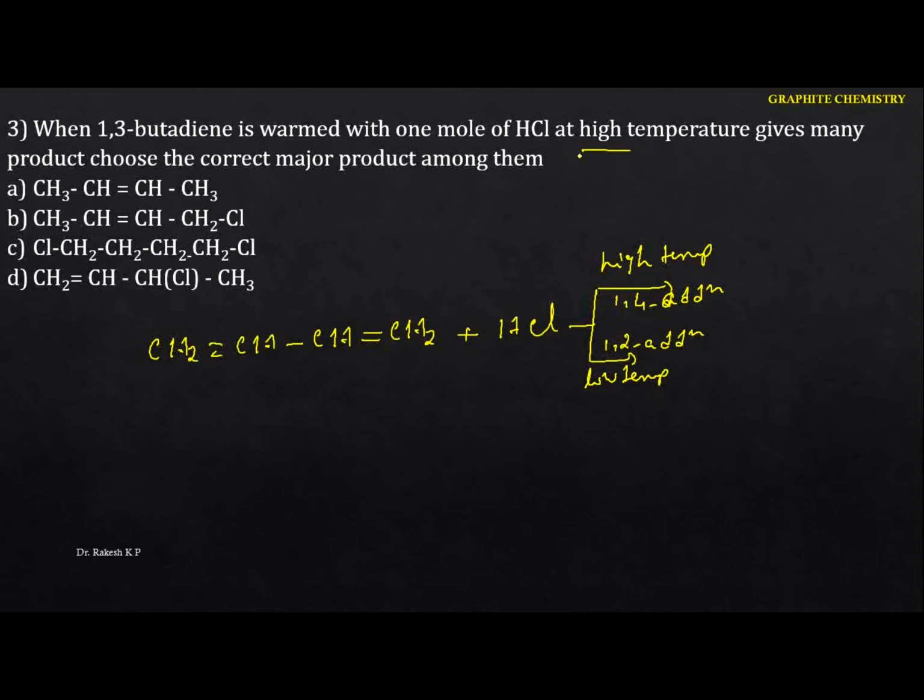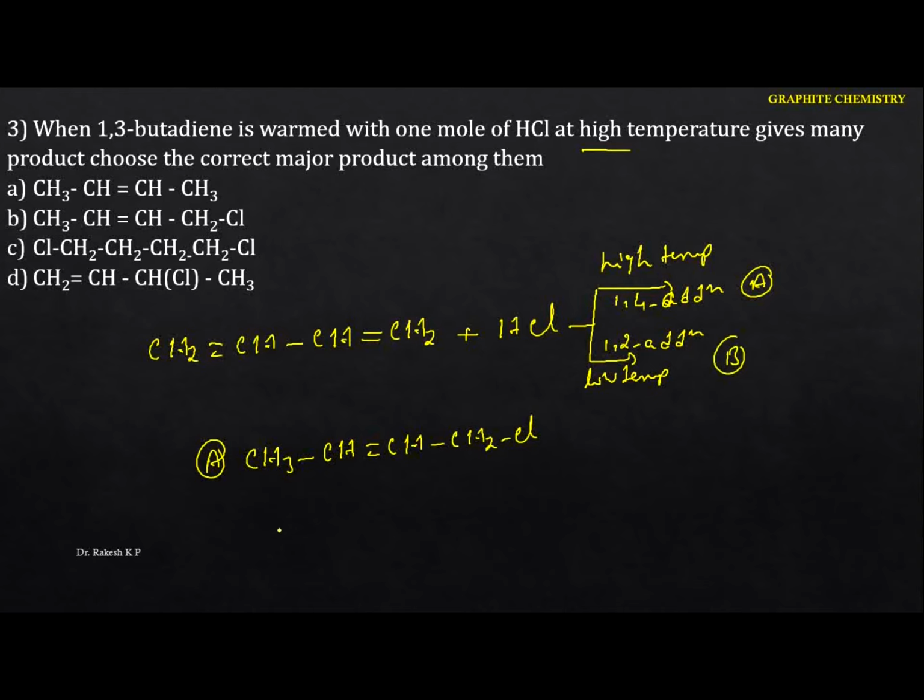But here they have given the high temperature, hence I'm going to write the major product. This becomes CH3, and here it is CH double bond CH, and here it is CH2, that is the Cl. So this is the particular product. Let me write this as A. This is the product of the 1,4 addition. And if it is at the low temperature, it is the 1,2 addition.